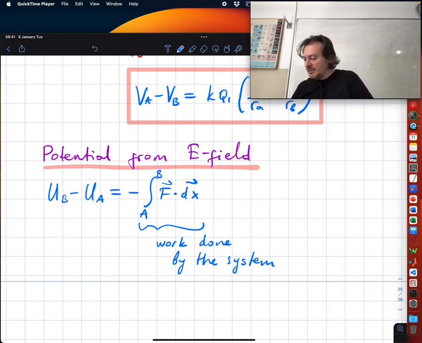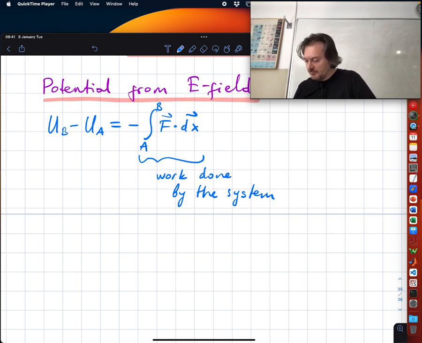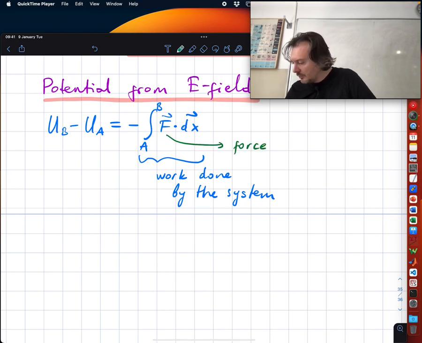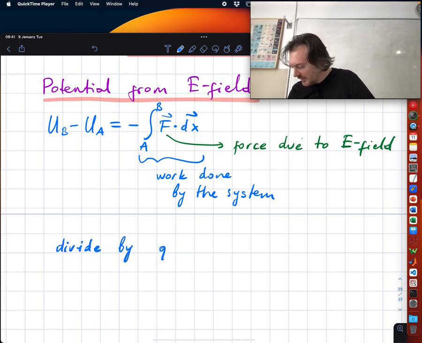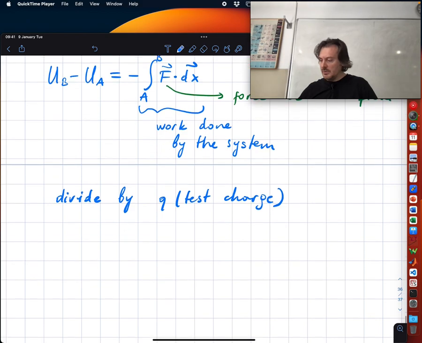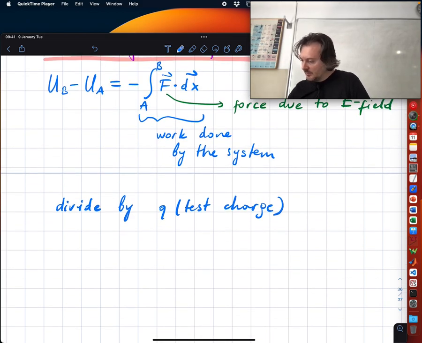So what happens if I divide both sides by Q? Provided that this is the force due to the electric field. This is the force due to E field. That's what we are assuming here. And if I put a test charge on this system and divide everything by Q, which is the test charge, what do you get? The formula that you will use many times.